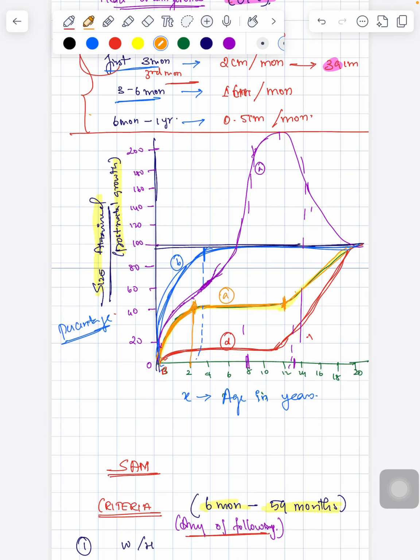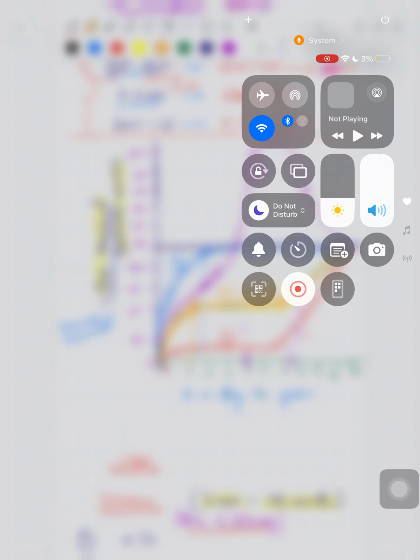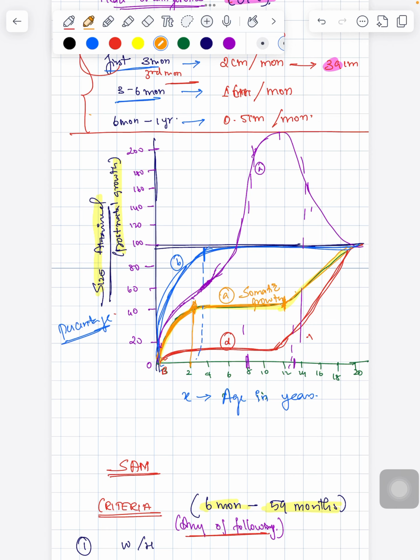Next one is your B, this blue color one. This blue color line indicates your neural growth or your brain growth. The maximum growth occurs till 2 to 3 years of age. The maximum head circumference growth will happen in the first 2 years of age. Then it will again go into a neutral phase. So that is your neural curve or your brain growth.